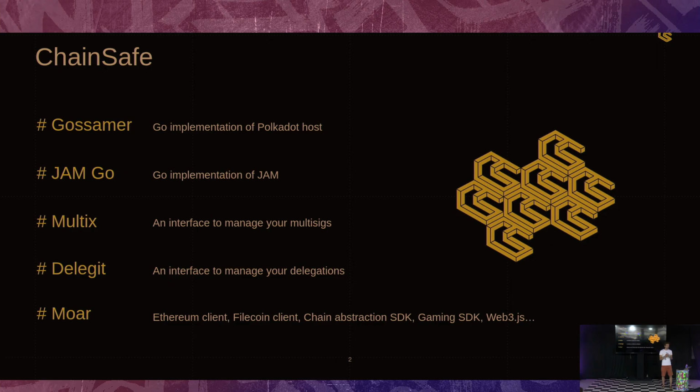For myself, I worked on Multics in the past, which is an interface to manage multisigs, and this is the Dapp that I've moved to PAPI very recently. I've also built, together with other co-hackers, a Dapp called Delegate, just for delegation. It just does this supposedly well, but ChainSafe is doing a lot more. It's doing a lot of things regarding Ethereum, such as an Ethereum client, Filecoin, doing a chain abstraction SDK for Ethereum. It's an amazing company. If you're interested in joining ChainSafe to do anything, please reach out.